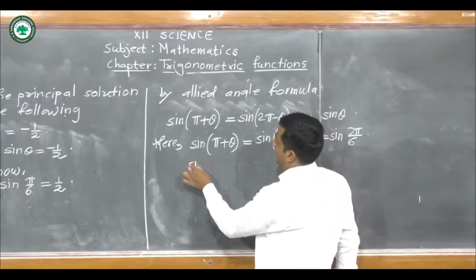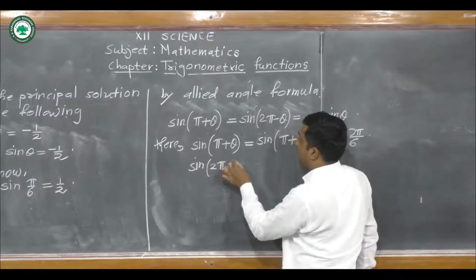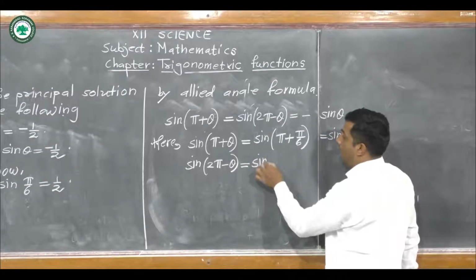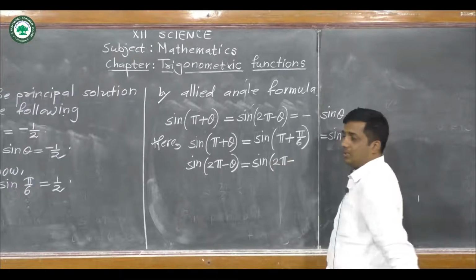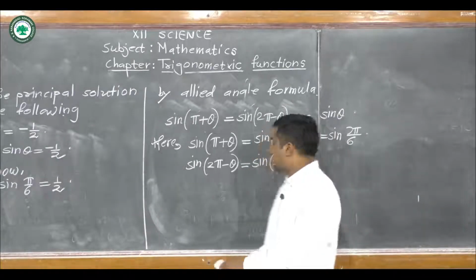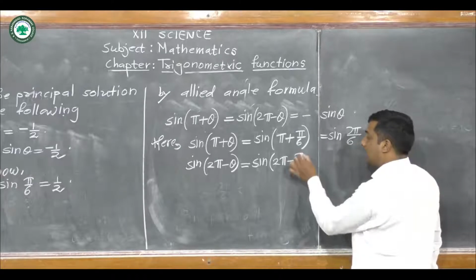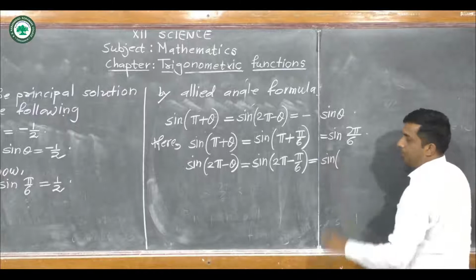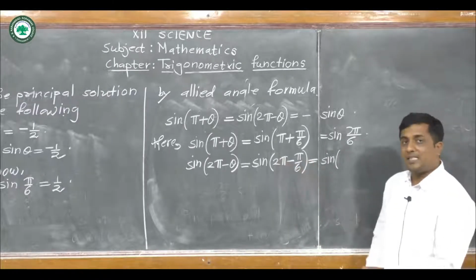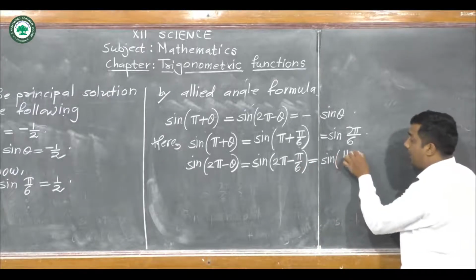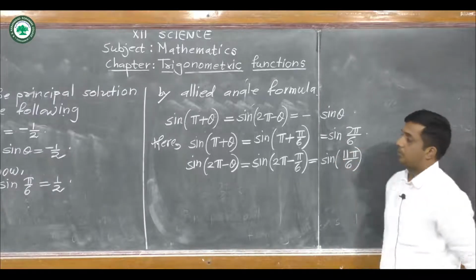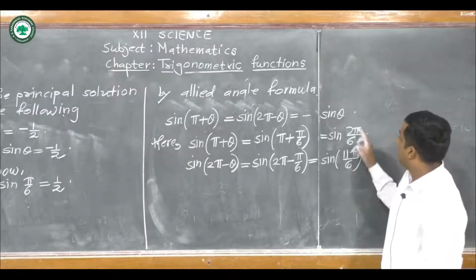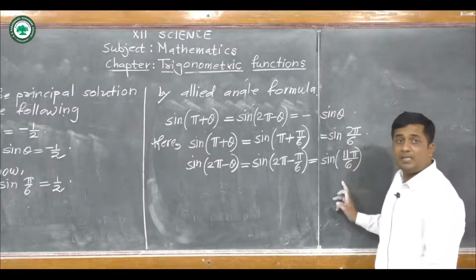Okay, sine of 2 pi minus theta is equal to sine of 2 pi minus, now we replace this theta by using pi by 6 to get the solution. Here 2 pi minus pi by 6 is equal to sine of, we know 2 pi minus pi by 6 is 11 pi by 6. Okay, so here we get 7 pi by 6, we get 11 pi by 6.